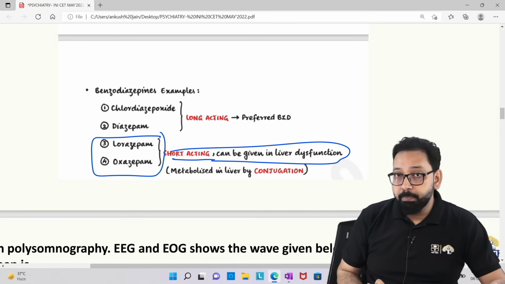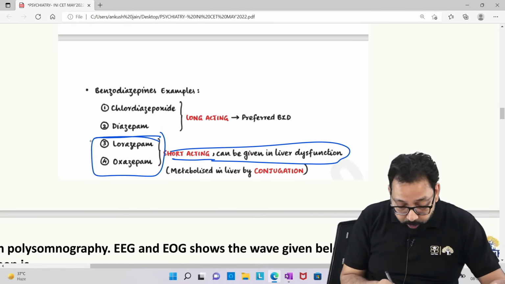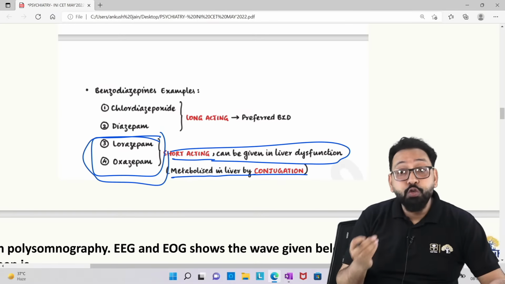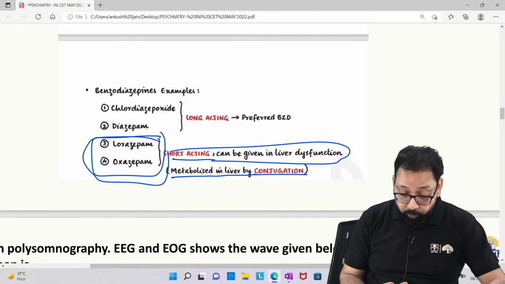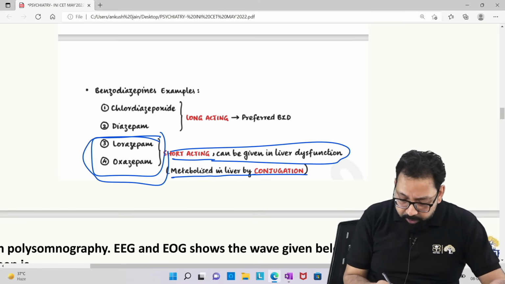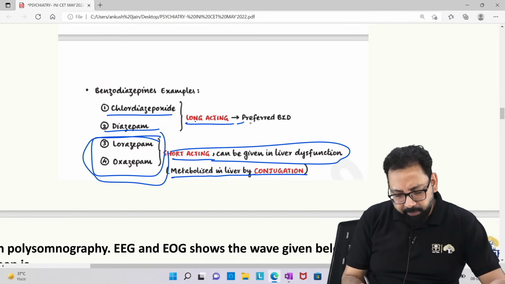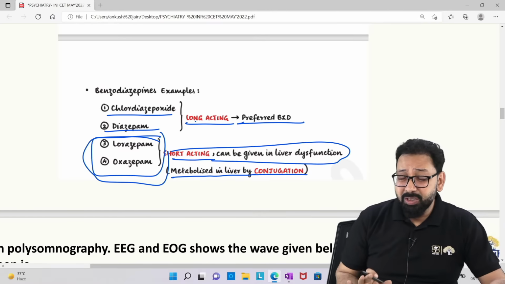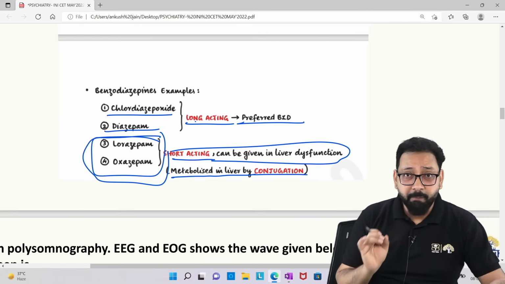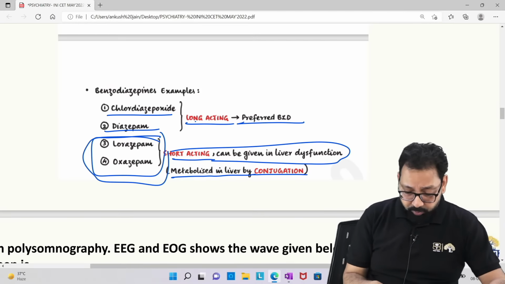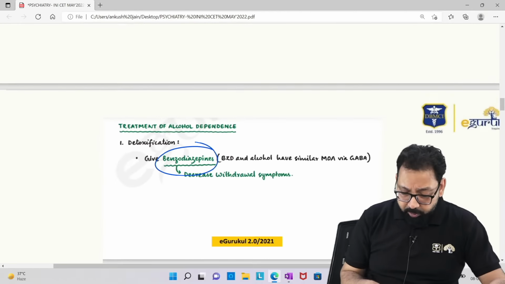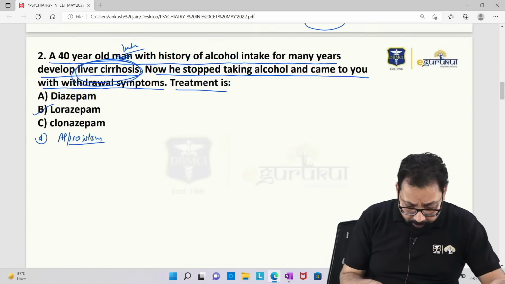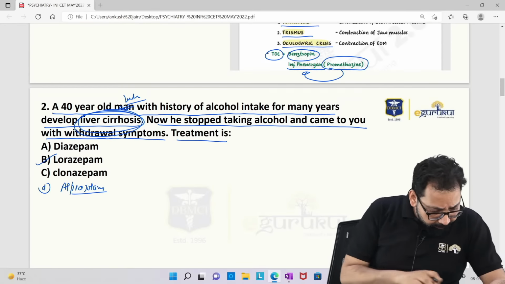This is the only purpose to show you, because lorazepam and oxazepam are metabolized by the liver by conjugation. So they are not affected, so they can be given, and they are short acting. Chlordiazepoxide and diazepam are long acting and we prefer them, but if the liver function test is abnormal, or liver cirrhosis is there, or we don't have the facility, we prefer to give short acting lorazepam or oxazepam. These are metabolized by conjugation. So in this question, the answer is clear.